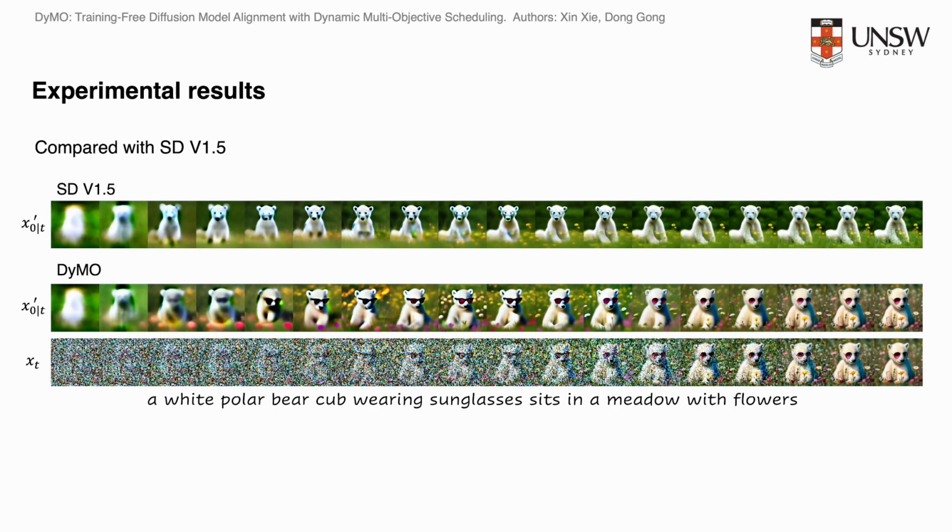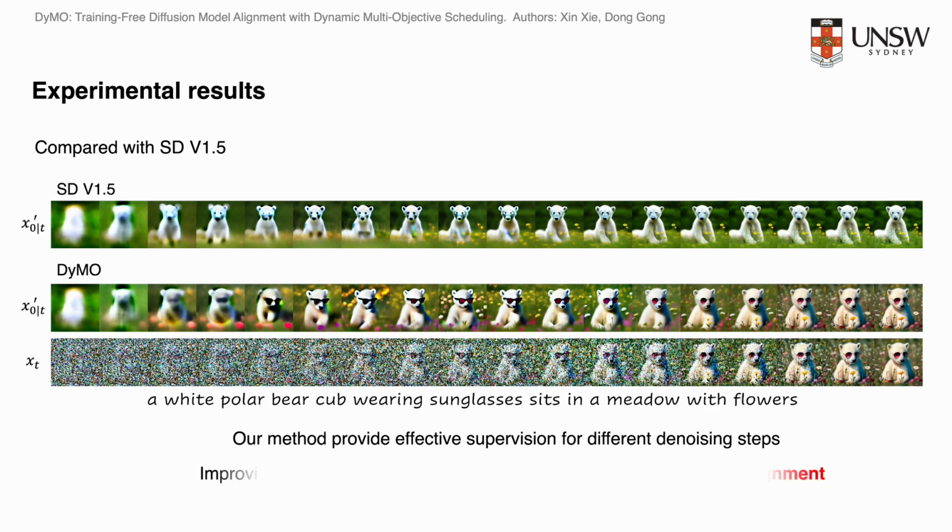In another example, our method generates a polar bear cub wearing sunglasses in a flower field. Unlike the baseline, we capture both the object and its attributes accurately, thanks to our semantic and preference alignment design.